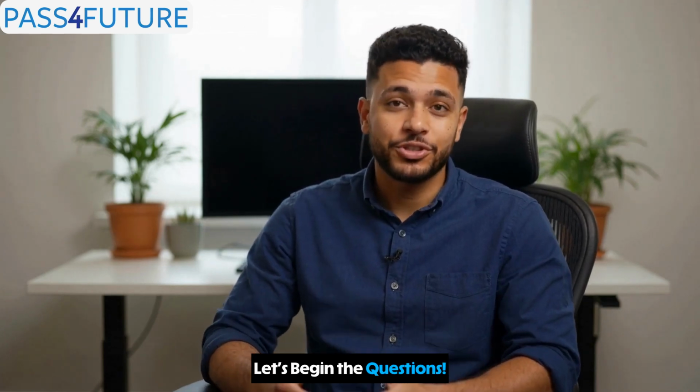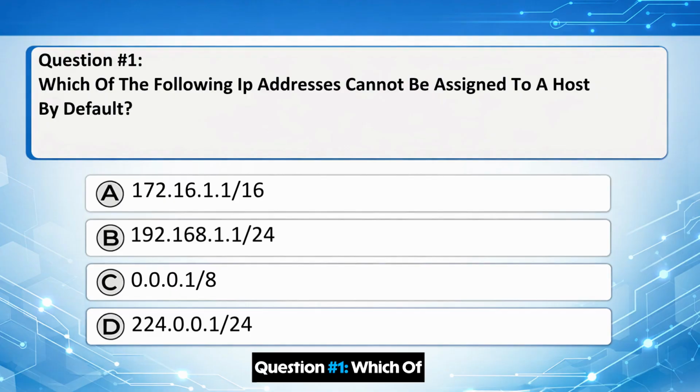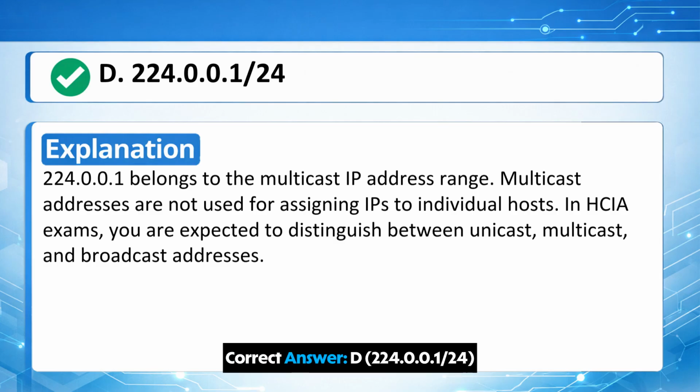Let's begin the questions. Question number 1. Which of the following IP addresses cannot be assigned to a host by default? A. 172.16.1.1/16. B. 192.168.1.1/24. C. 10.0.0.1/8. D. 224.0.0.1/24. Correct answer, D.